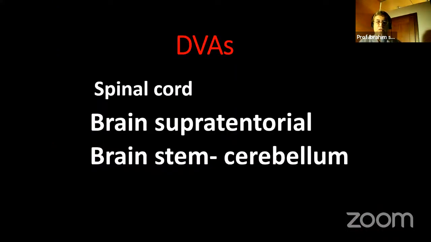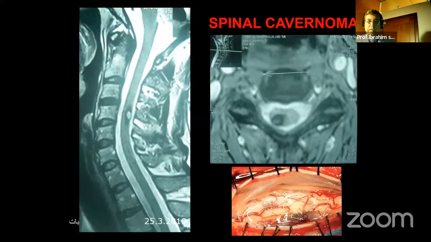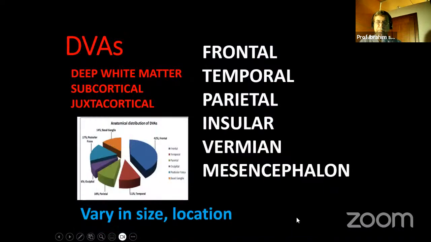They could be in the spinal cord, in the brain, or the brainstem. This is one case of mine in the spine, DVA here. They can be mostly in the frontal area. This is the classification for distribution, mostly in the frontal, followed by the others. It could be in the white matter, it could be subcortical, juxtacortical, and they could be variable in size.